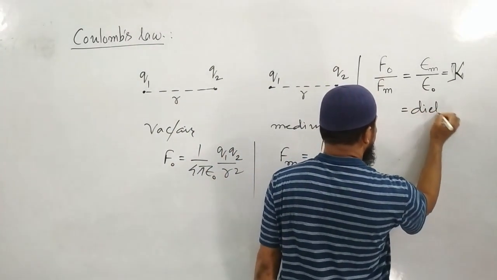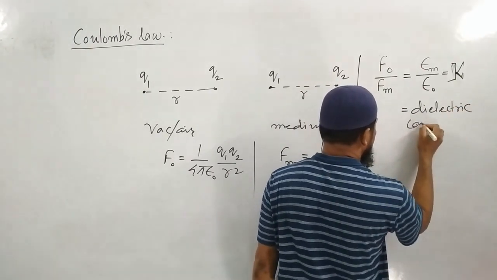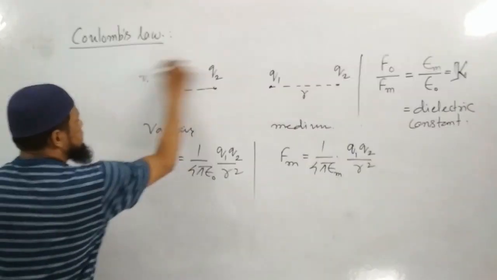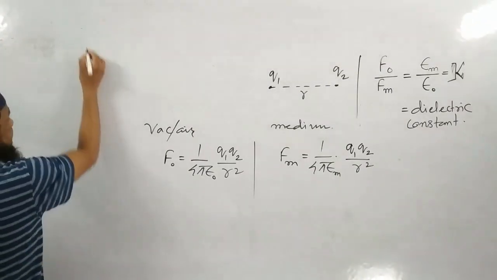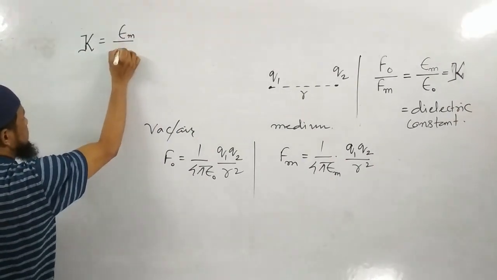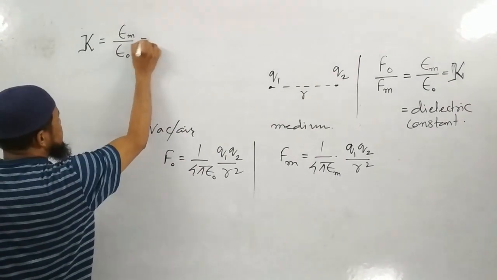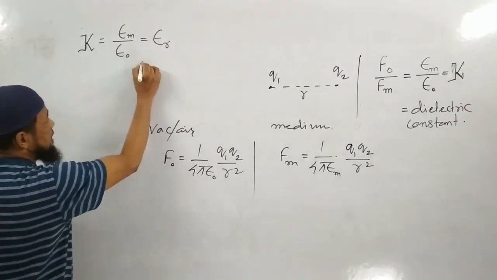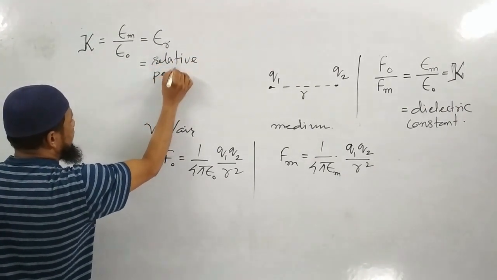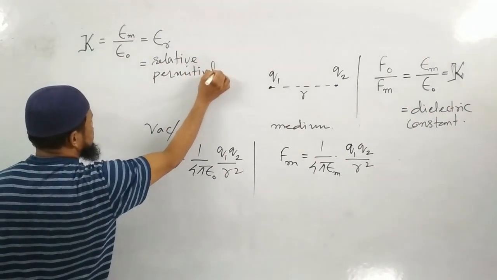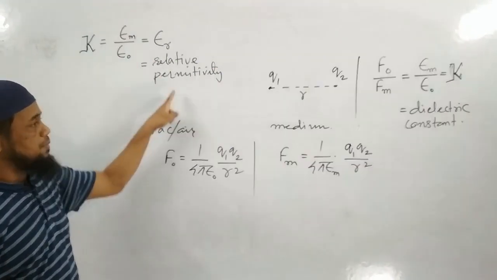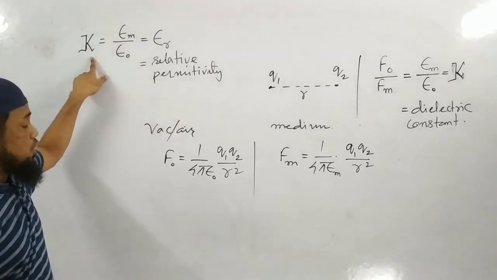So the dielectric constant K is epsilon m by epsilon naught. This is also represented by epsilon r. This epsilon r we call relative permittivity, that is, permittivity of medium by permittivity of vacuum. This is called relative permittivity, and it is also called the dielectric constant.